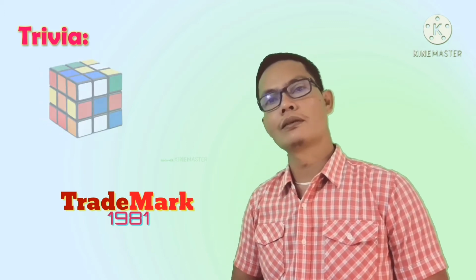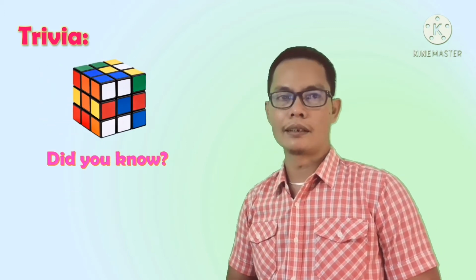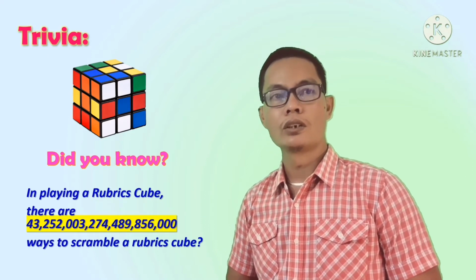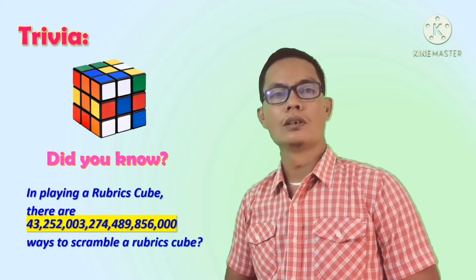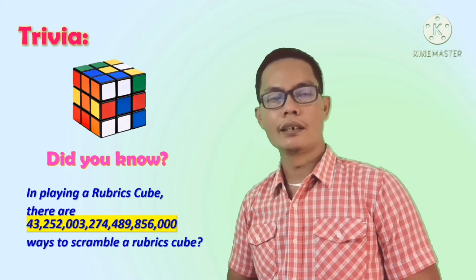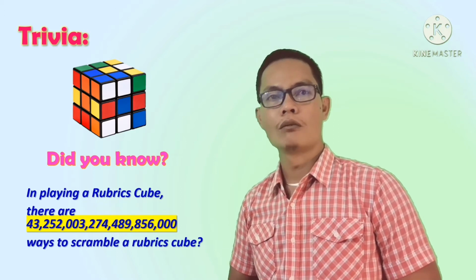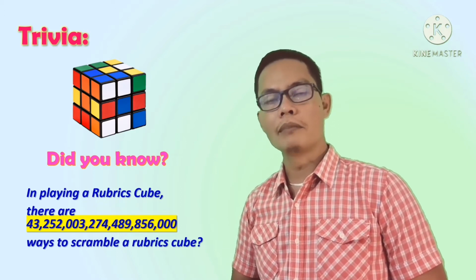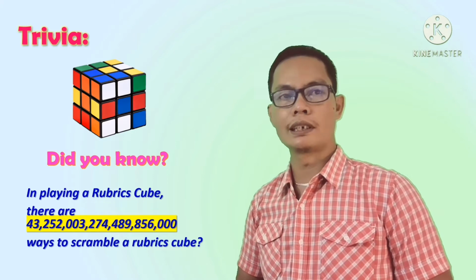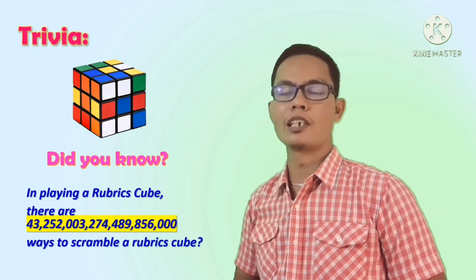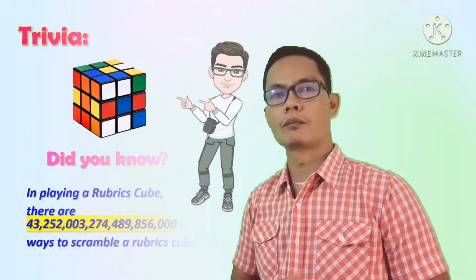Alam ba ninyo yung larong Rubik's Cube? Did you know that there are 43 quintillion, 252 quadrillion, 3 trillion, 274 billion, 489 million, 856,000 ways to scramble a Rubik's Cube. Ganyan po kataas ng probability ng Rubik's Cube.